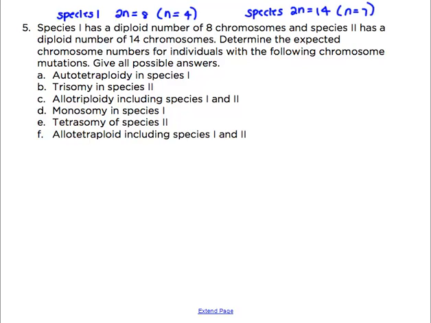Okay? So part A says autotetraploidy in species 1. Remember that auto means that all the extra chromosomes are coming from that same species. And tetraploidy means you have 4 complete sets of chromosomes. So in species 1, we can write this as 4n. And in species 1, if you do 4 times the haploid number, which is 4, that will give you 16 chromosomes. So as we said in the last problem, this is what's known as chromosome doubling.